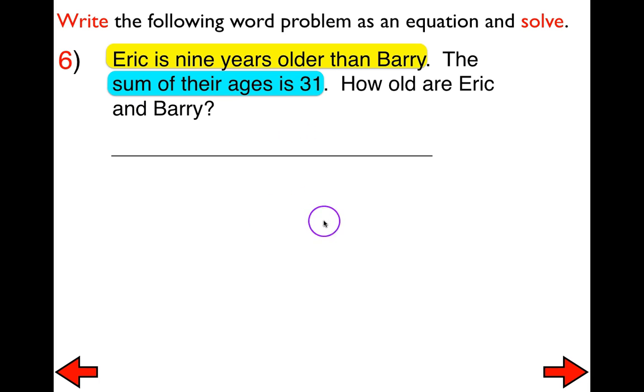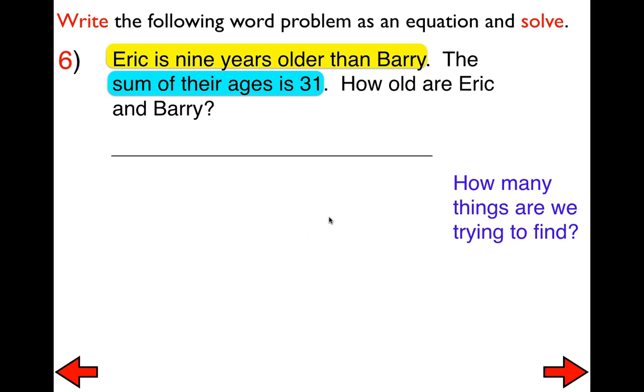So now I have to ask myself, how many things are we trying to find? I'm trying to find two things. I'm trying to find how old Eric is and how old Barry is. I'm going to go ahead and put Barry first, and the reason why I'm choosing to do that is because Barry is younger. And again, this is just a tip that I use, and I encourage my students to use because it's very helpful. So Barry is first, but then I also need to find out how old Eric is, so I need to put him down as well.